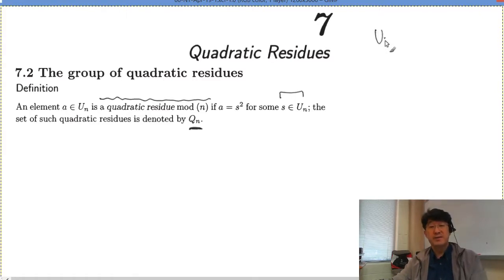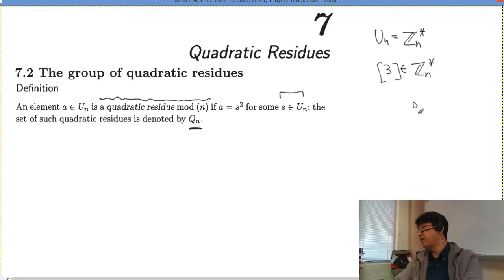Un, by definition, is Z mod n star, but they begin to abuse notation and write 3 is in Z mod n star. The correct notation is that the bracket 3 is in Z mod n star, right? But they sometimes begin to use 3 is in Z mod n star. So you have to understand that part. Forgive them.